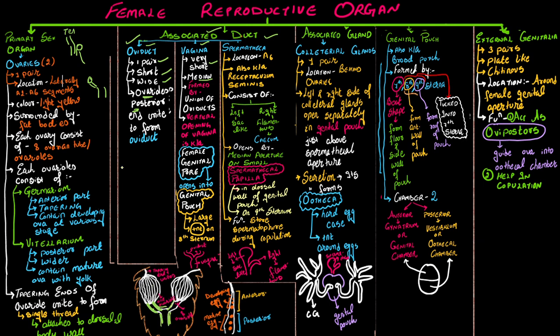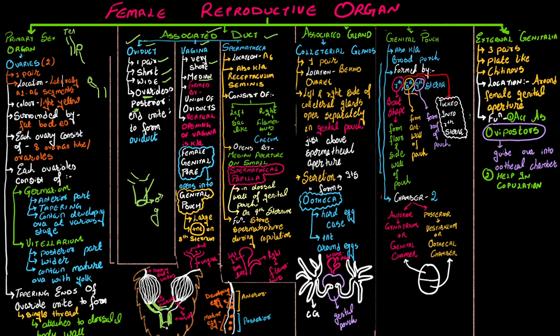There, the left and right vas deferens will fuse to form your ejaculatory duct. Here, the oviducts will fuse together to form what? Vagina. Now, the vertical opening of the vagina is known as the female genital pore. What did I say there? The opening of the ejaculatory duct is going to open into the male gonopore.